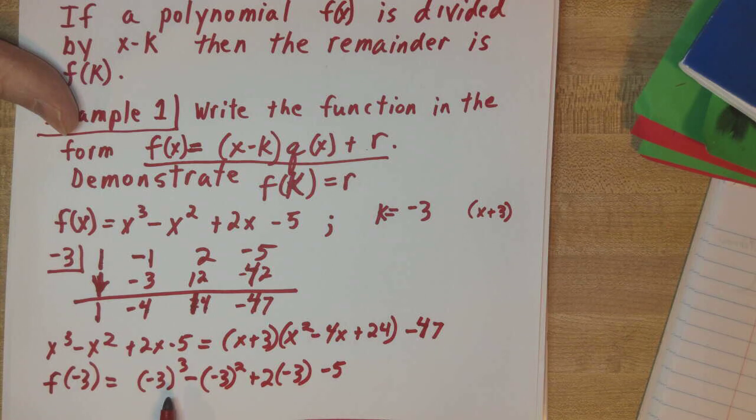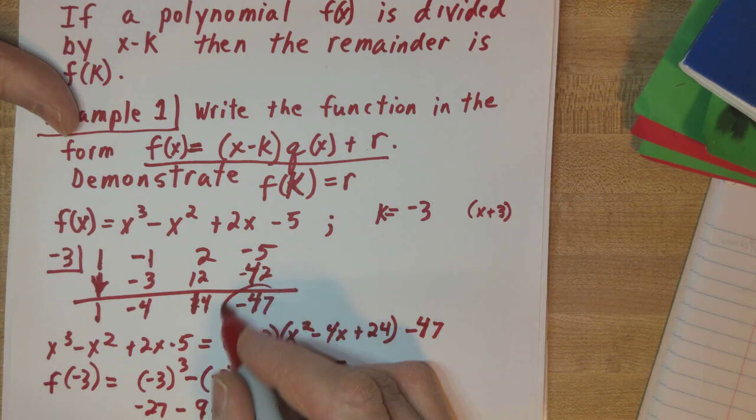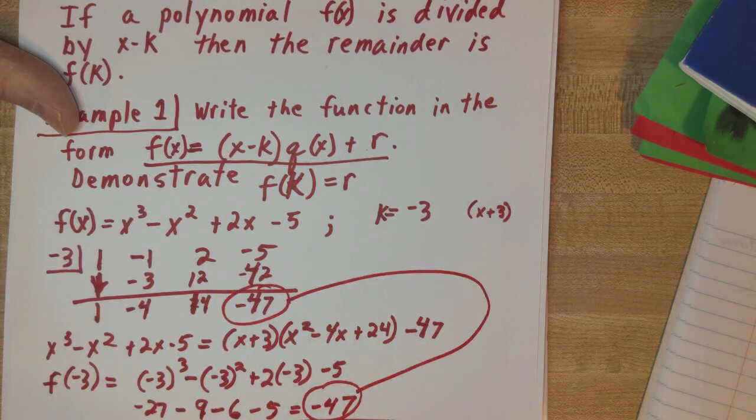Alright, so let's take a look here. Negative 3 to the third power is negative 27. Negative 3 to the second power is 9. Negative 27 minus 9 is negative 36. 2 times, well, let me just get this written down. That's negative 6 minus 5. So I did say that's negative 36. Negative 36 minus 6 is negative 42. Negative 42 minus 5 is negative 47, which does match the remainder here.